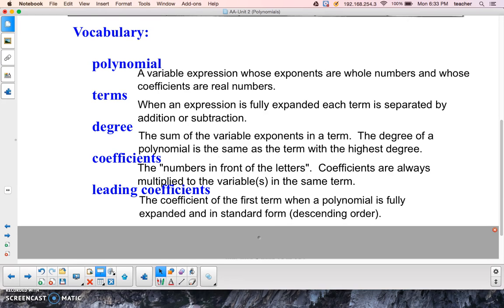The leading coefficient is simply the coefficient of the first term when a polynomial is fully expanded and in standard form. Standard form means that it needs to be in descending order. If you recall from previous courses, when we put a polynomial in standard form, we list out the terms from the largest exponent first down to the smallest exponent or the constant term last.